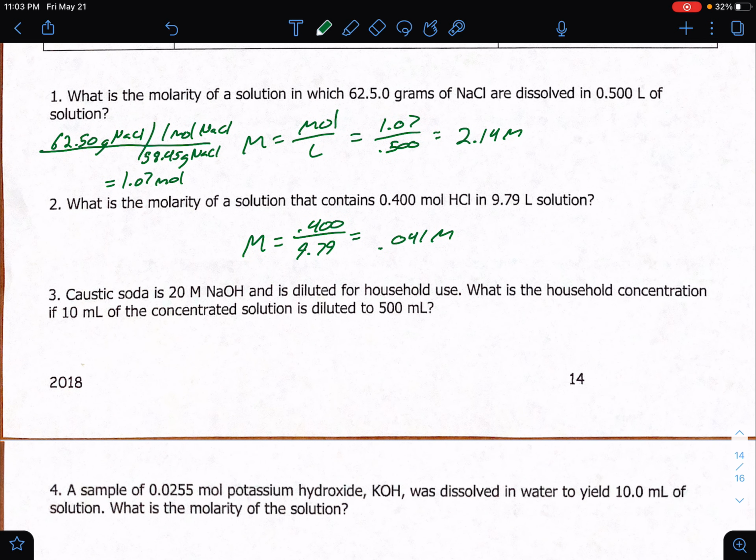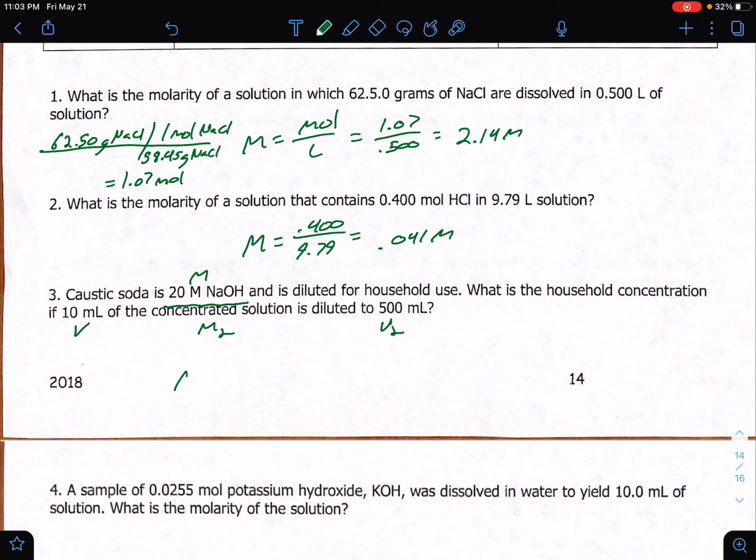Number 3, caustic soda is 20 M, so that's your concentration right here. Okay, and is diluted for household use. What is the household concentration if 10 milliliters is diluted? So I have molarity, I have volume, and I'm looking for the new concentration, so I'm looking for M2, and we are diluting to 500 milliliters, so there is your volume 2.